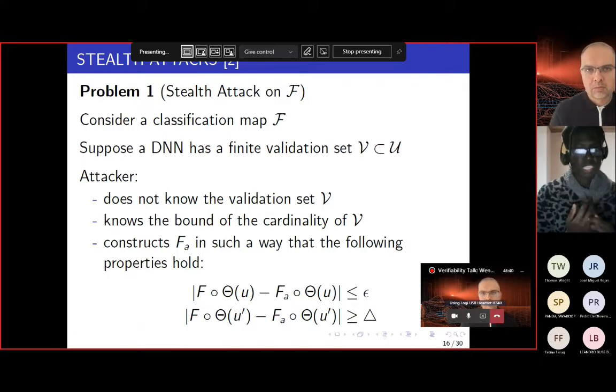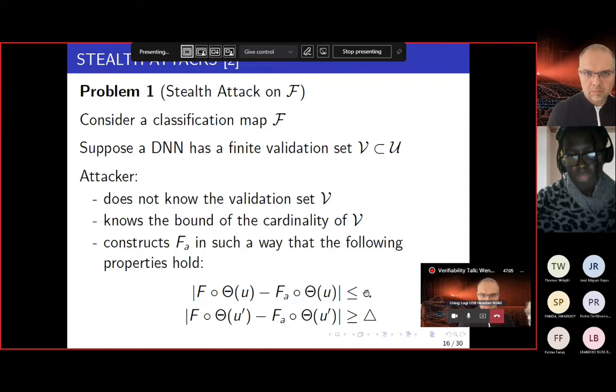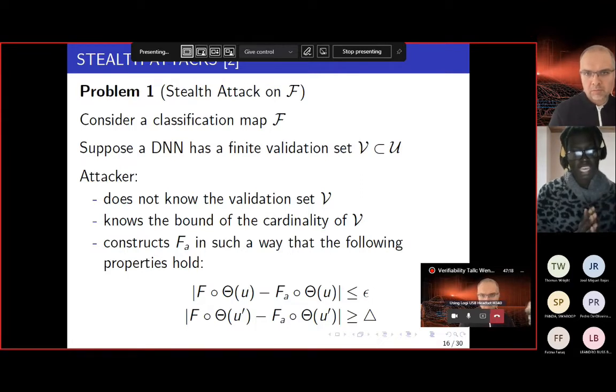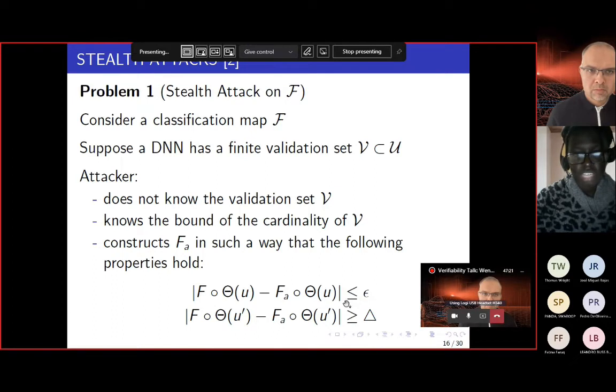So in order to perform a stealth attack, the attacker perturbs our map F to the map FA in the following way. The attacker makes sure that when perturbing F to FA, the output on the validation set does not change by more than this known value of epsilon, which the attacker knows. And then on the trigger input, he or she makes sure that the output from perturbing F to FA exceeds some constant value, here big delta.